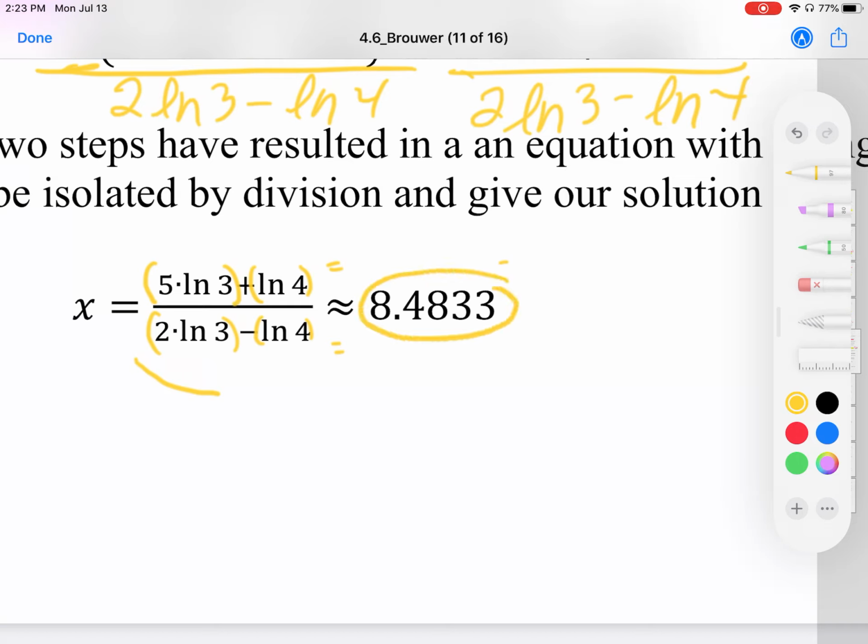But again, practice using it in your calculator. You can also punch it in one shot. Just make sure to use a lot of parentheses so that it knows what you're working with.